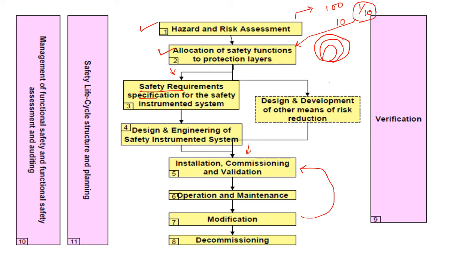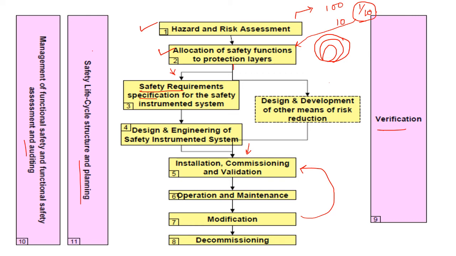Throughout the life cycle, there are three things going on. One is safety life cycle structure and planning. Planning is going on, along with verification, management of functional safety, functional safety assessment and auditing. So the three things are verification, functional safety assessment, and functional safety audit. And the planning should run from the beginning to the end.